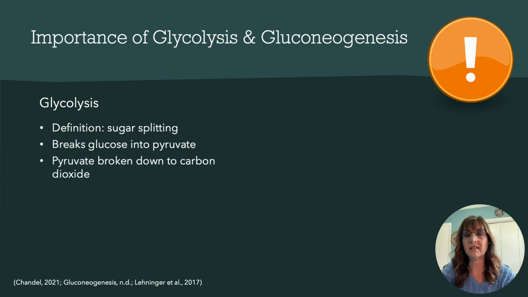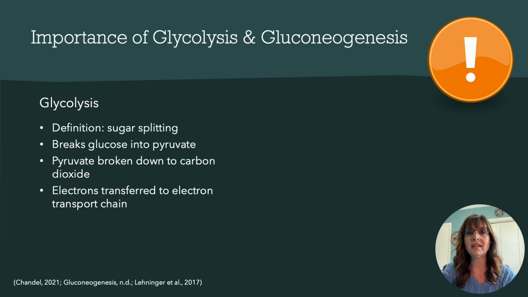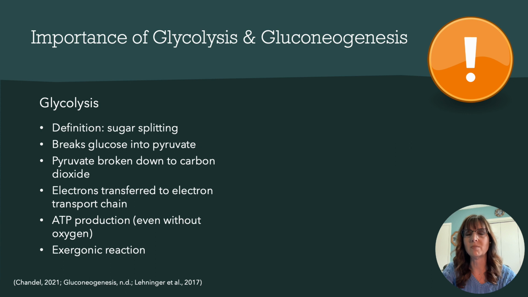Now, pyruvate, in the presence of oxygen, is broken down into carbon dioxide. And all of the electrons from glucose are transferred to high-energy electron carriers like NADH and FADH2, which take the electrons to the electron transport chain where ATP is produced. Now, ATP, you recall, is required for coupled biochemical reactions. Glycolysis is a very exergonic reaction. It releases energy. And even when there is no oxygen, glycolysis still provides a small amount of ATP via fermentation.